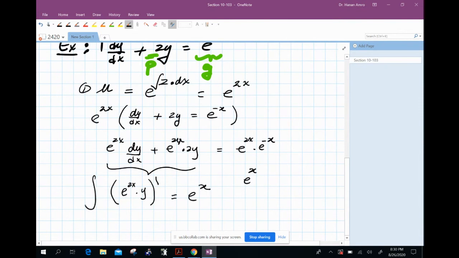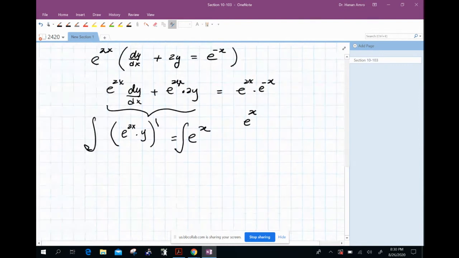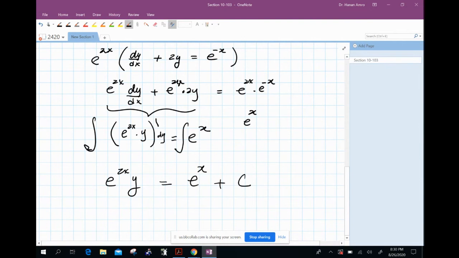Now let's go ahead and integrate both sides. When I integrate both sides, the integration and the derivative with respect to y cancel each other, and we just have e to the x times y. On the other side, the integration of e to the x is e to the x plus c. Notice in the integrating factor, we did not add the c, but toward the end, we add the c.